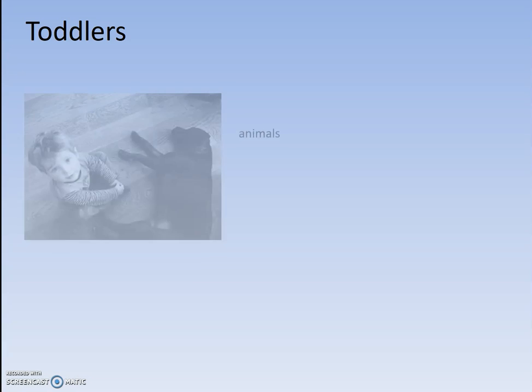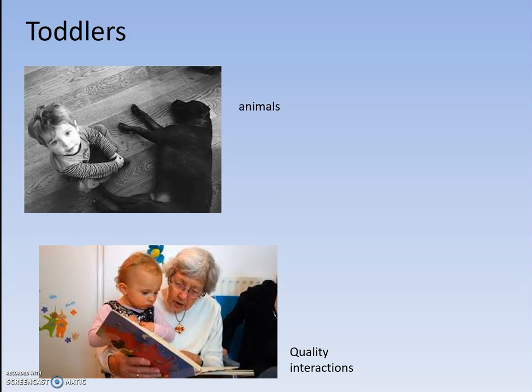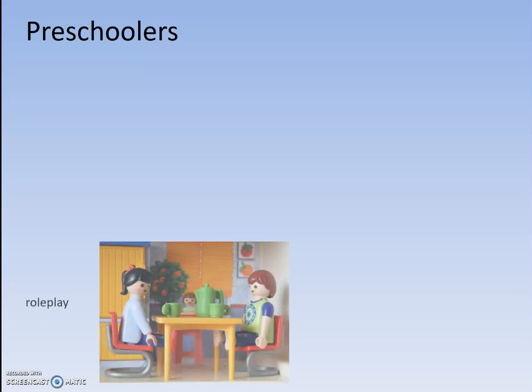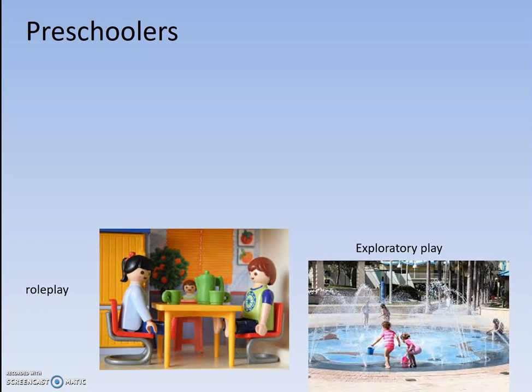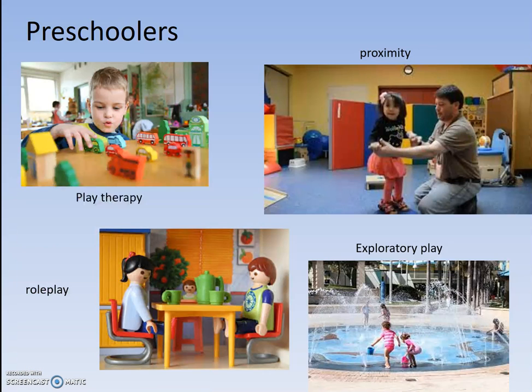Toddlers can benefit from the same strategies as babies: rocking, massage, and drumming, but these can be added to. Small children benefit greatly from interactions with animals, such as horses and dogs. Regular emotionally and physically warm interactions are also important, like cuddles and praise. As children get towards preschool age, activities like role play and exploratory play, knowing you are close by, can help a child to become more comfortable in exploring without feeling unsafe. Play therapy can also be really useful for children at this age.